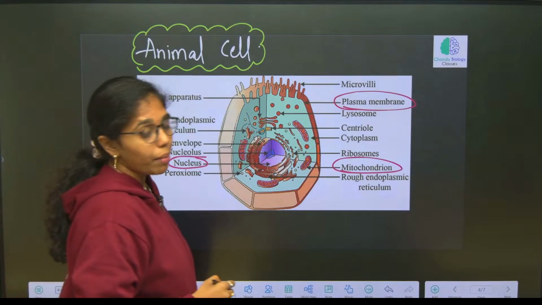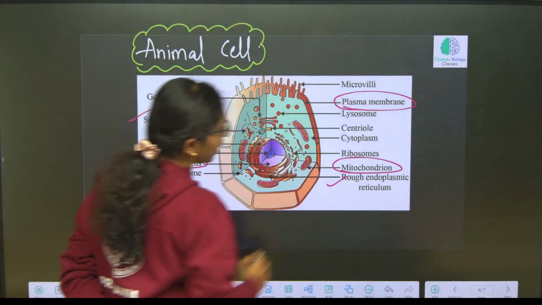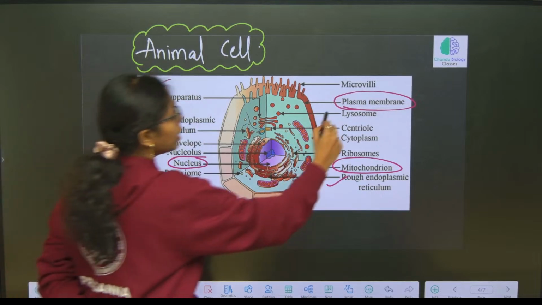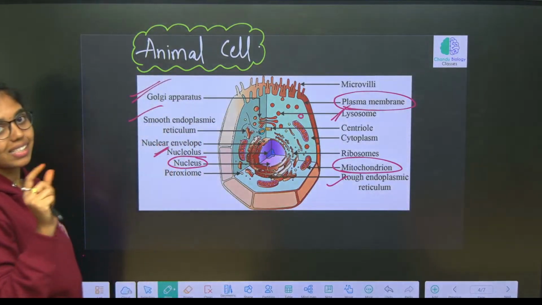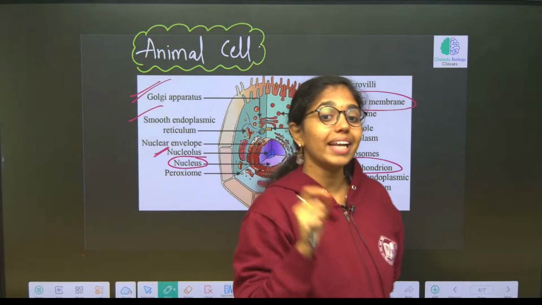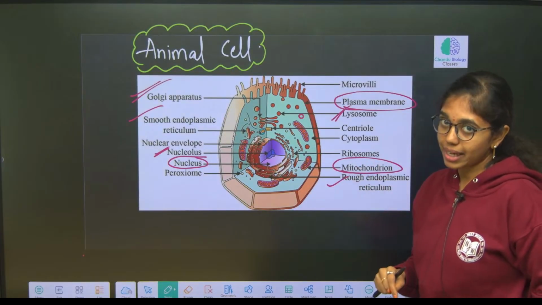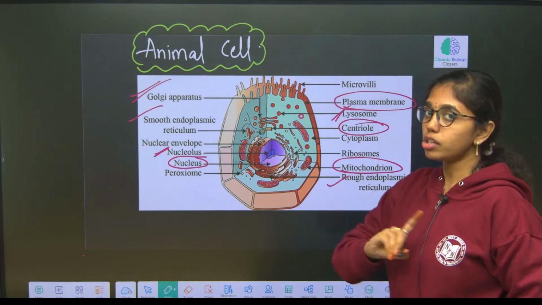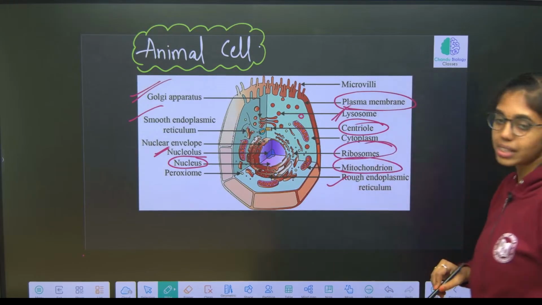Single membrane bound organelles include smooth endoplasmic reticulum, rough endoplasmic reticulum, Golgi bodies or Golgi apparatus, lysosomes, and vacuoles. Vacuoles are present in very small and negligible amounts, not like in a plant cell, where they occupy 90% of the total cell's volume. What are the non-membrane bound organelles observed in an animal cell? Centrioles are non-membrane bound organelles. Centrioles are absent in a plant cell, and ribosomes are also non-membrane bound organelles.